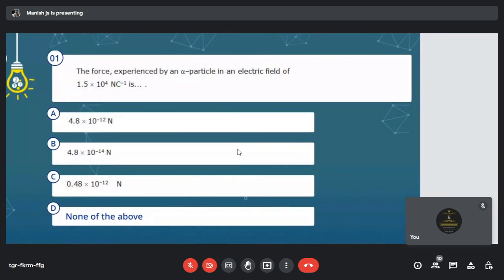Here is the first question. The force experienced by an alpha particle in an electric field of 1.5 into 10 power 4 newtons per coulomb is. So try solving the question.